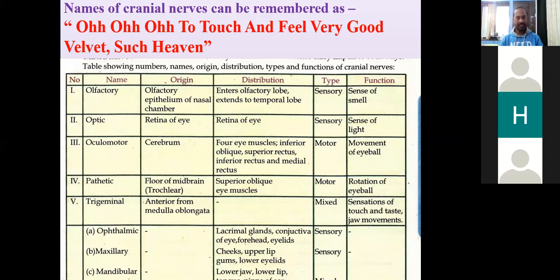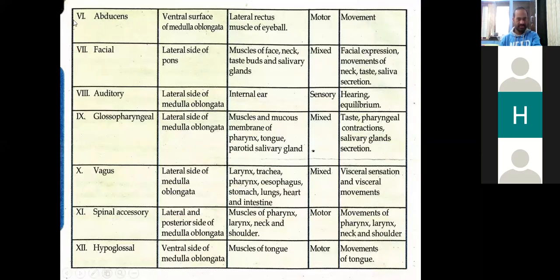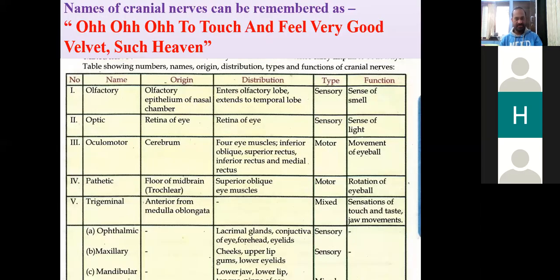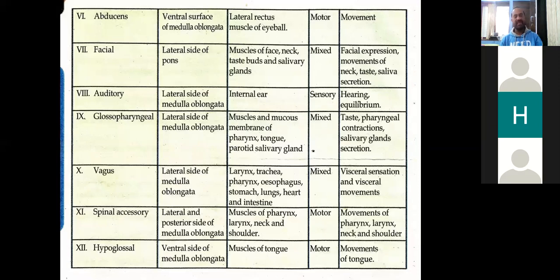For motor: 3, 4, 6, 11, 12. 3, 4, 6, 11, 12. And who is in mixed? In mixed the first is number 5, then 7, 9 and 10. These are said to be the mixed.